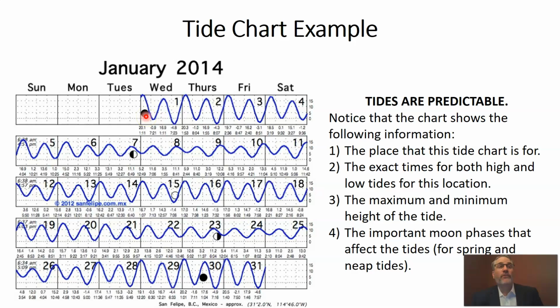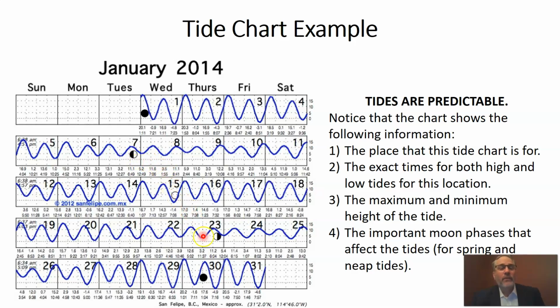These important moon phases are going to help us find where the spring and the neap tides are. So this right here looks like it's showing us, on the first, a new moon. I know a new moon means that the sun and the moon are pulling together, so that's going to be a spring tide. If we go down about 6 or 7 days later, we're going to find a quarter moon. A quarter moon means the sun and moon aren't pulling together, so that's going to be a neap tide.